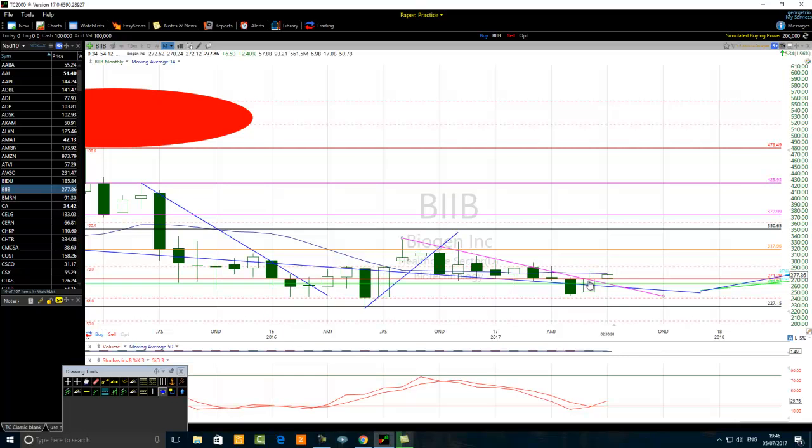So the question is to you now, looking at these charts: what has caused this stock to break? I'm looking at Biogen Incorporated, ticker BIIB, Bravo India India Bravo. This is an American stock. So the next question is, what has caused the Common Sense Trendline to be broken?